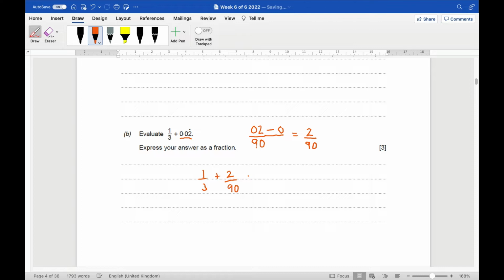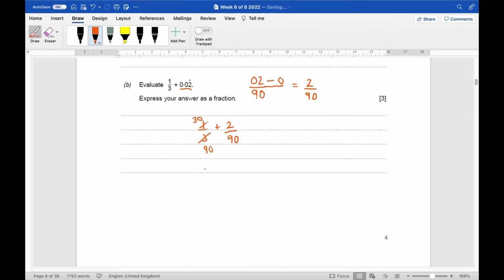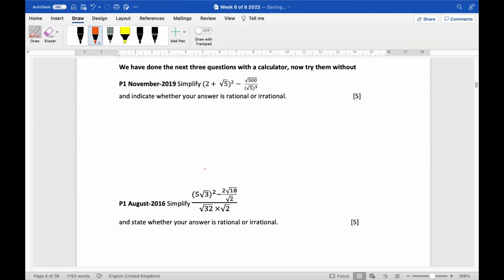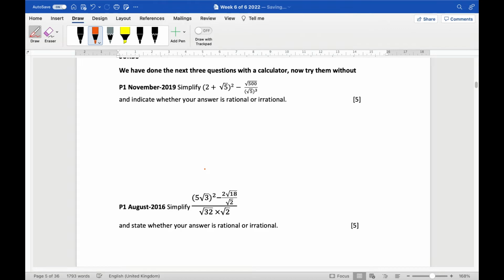My pen's a bit slow catching up, but it'll get there, okay? And to add fractions or take away fractions, the bottom numbers need to be the same. So to make that 90, we would times it by 30, and we would do the same to the top. Thirds. Okay.